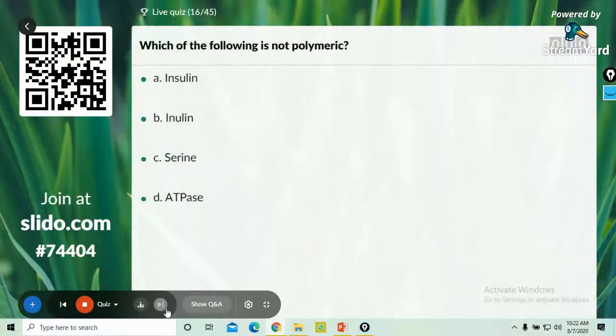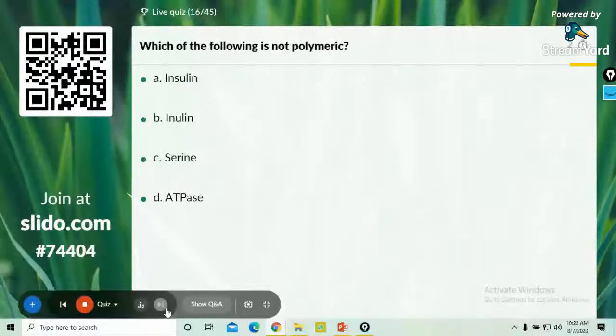16th question. Which of the following is not polymeric in nature? Option A, insulin. Option B, inulin. C, serine. And option D, ATPase.